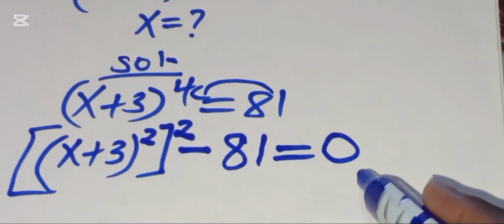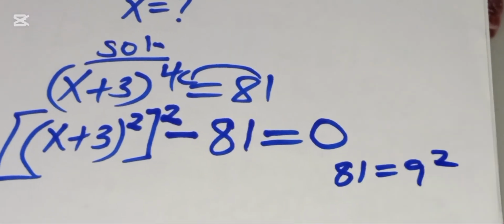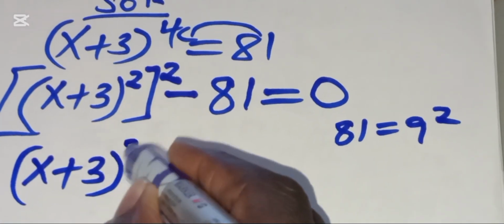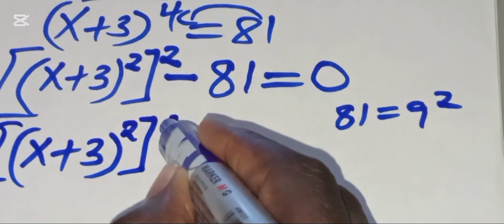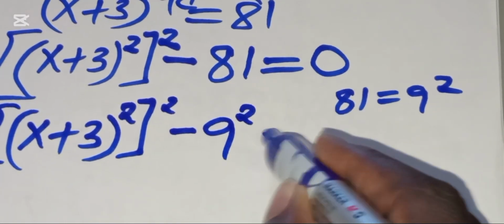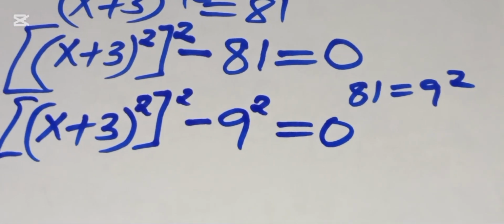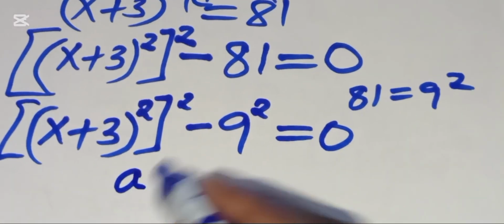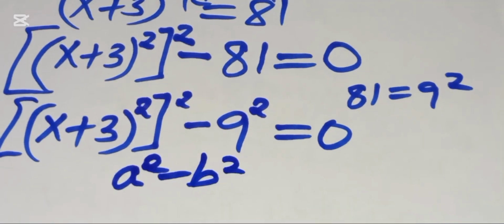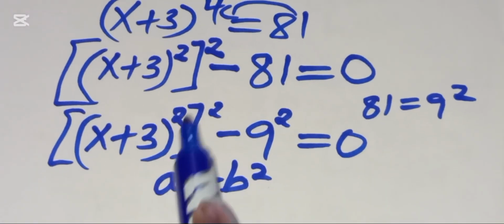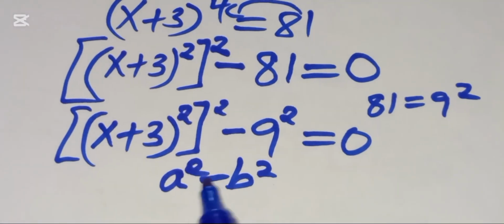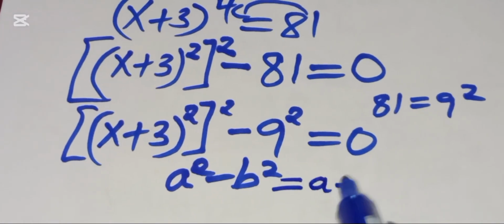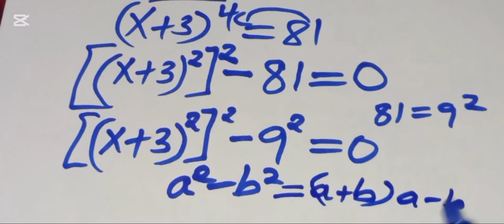Now, as you can see, we can express 81 as 9 raised to power 2. So this means that we have ((x + 3)^2)^2 - 9^2 = 0. Now you find that this is in the form of a difference of two squares, a^2 - b^2. So (x + 3)^2 squared minus 9 squared is a difference of two squares, a^2 - b^2, which is equal to (a + b)(a - b).